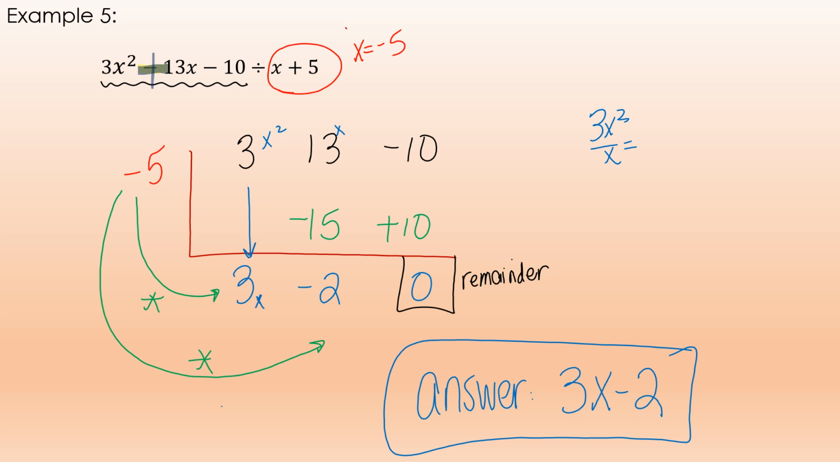Remember, we chatted about this in the previous lesson. If you have a remainder of 0, it means that the divisor is a factor of the polynomial. Okay, just extra info. Yay us. All right, let's continue on.